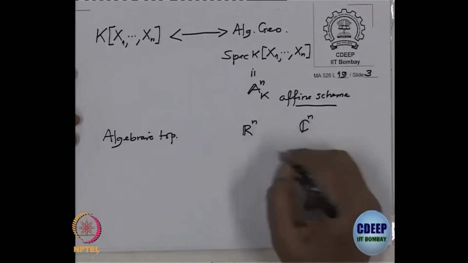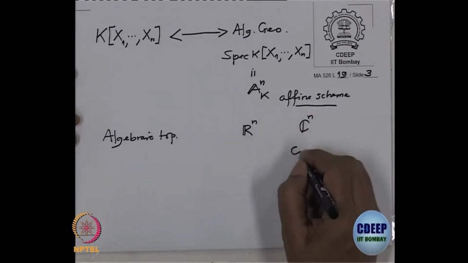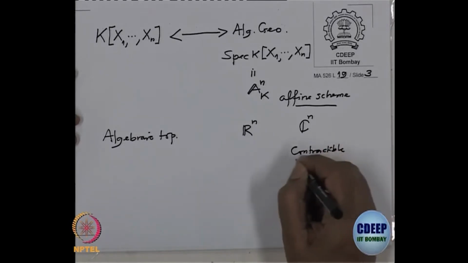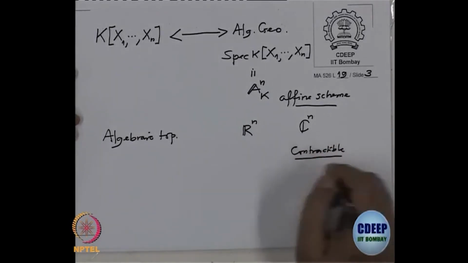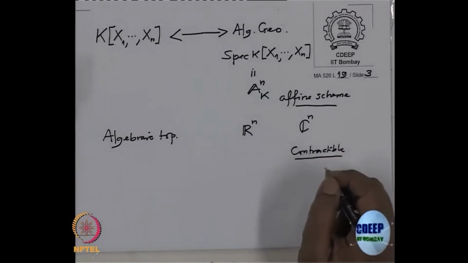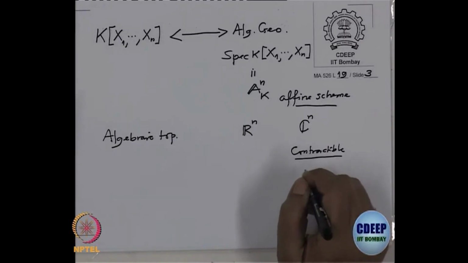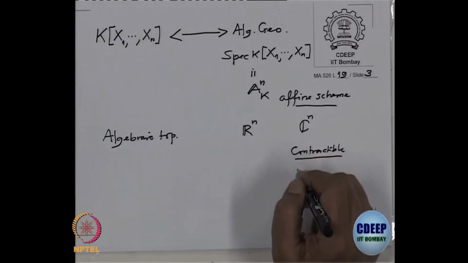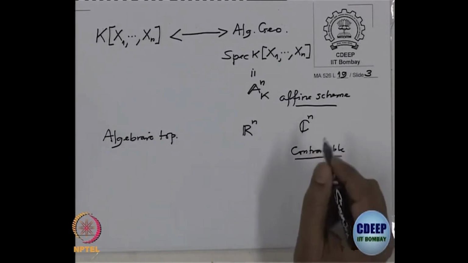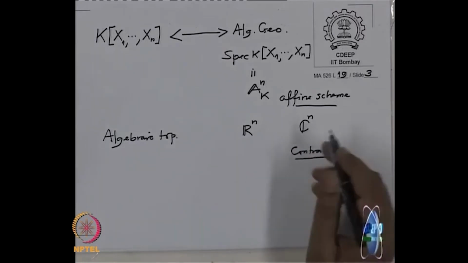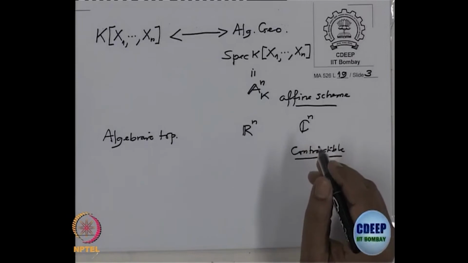With the usual topology, these spaces are so-called contractible. If you do not have much knowledge, I think you can ignore it, but for those who have or want to have it, this is very interesting. So, these spaces are contractible. Contractible means the identity map is homotopically equivalent to the constant map. In particular, it implies that pi 1, the fundamental group, is 0, trivial.